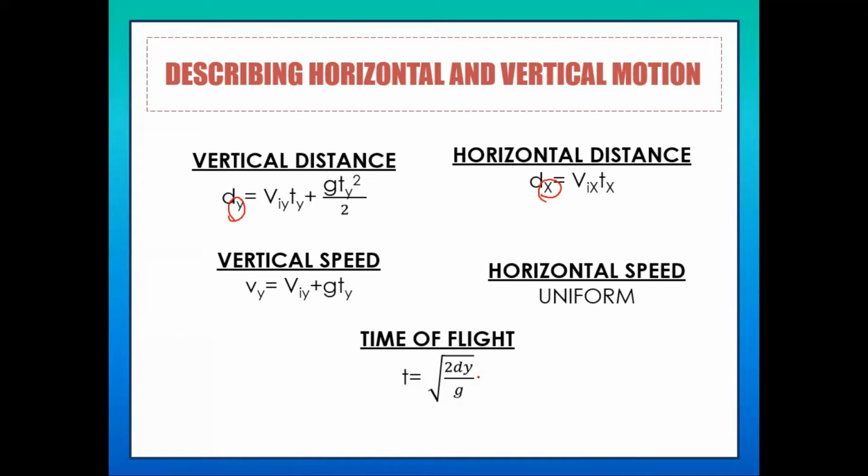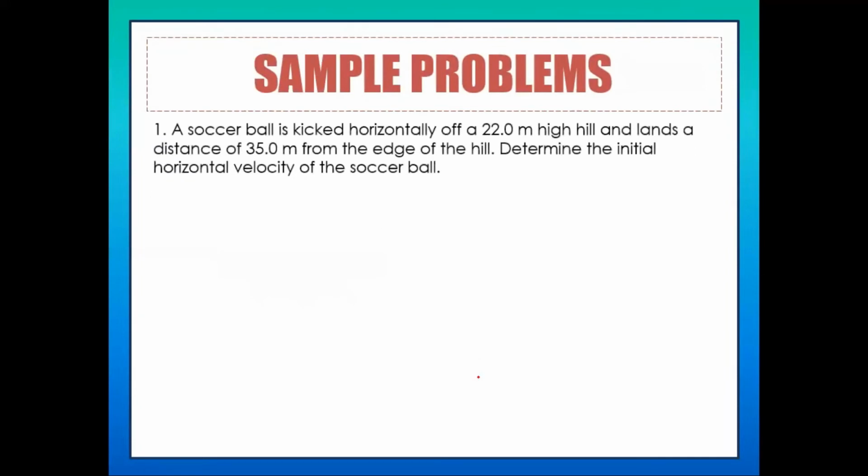Now, let's answer some of the given sample problems, and let's try to use these equations para mas maunawaan natin ang projectiles launched horizontally. So for sample problem number 1, a soccer ball is kicked horizontally off a 22.0 meter high hill and lands a distance of 35.0 meters from the edge of the hill. Determine the initial horizontal velocity of the soccer ball.